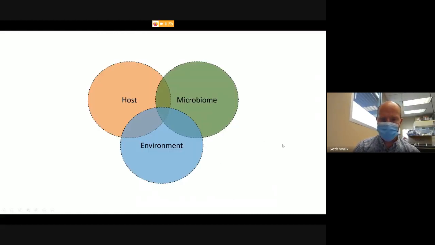So when you think about the human body, you can think about the cells that make us up, meaning the host, the cells that make up the microbiome, meaning the microorganisms, and then the interaction between those 2 things and the environment. The environment means everything we interact with: the food and water that we ingest, the air that we breathe, the things that we touch, the things that we hear, all of the environmental cues that go into our daily lives.